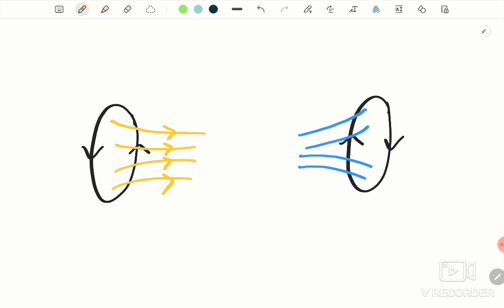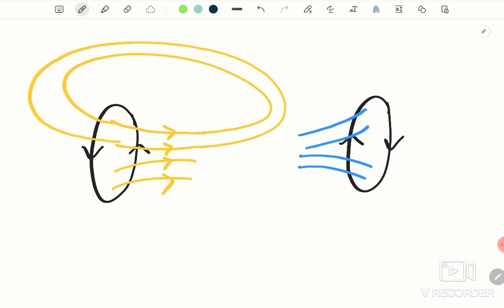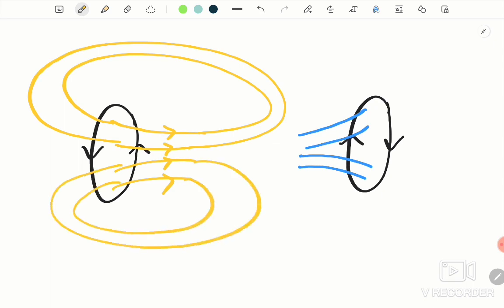But guys, I told you that magnetic field lines are closed loops, and therefore these magnetic field lines will move towards right, they will form a complete circle and they will complete themselves around this circular current carrying loop. Guys, you can easily visualize this through this diagram.